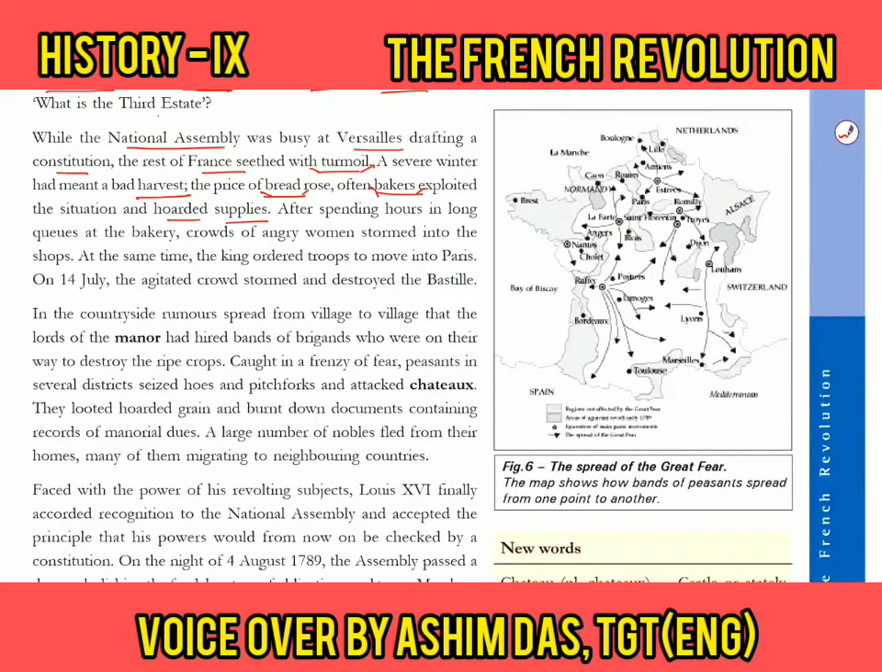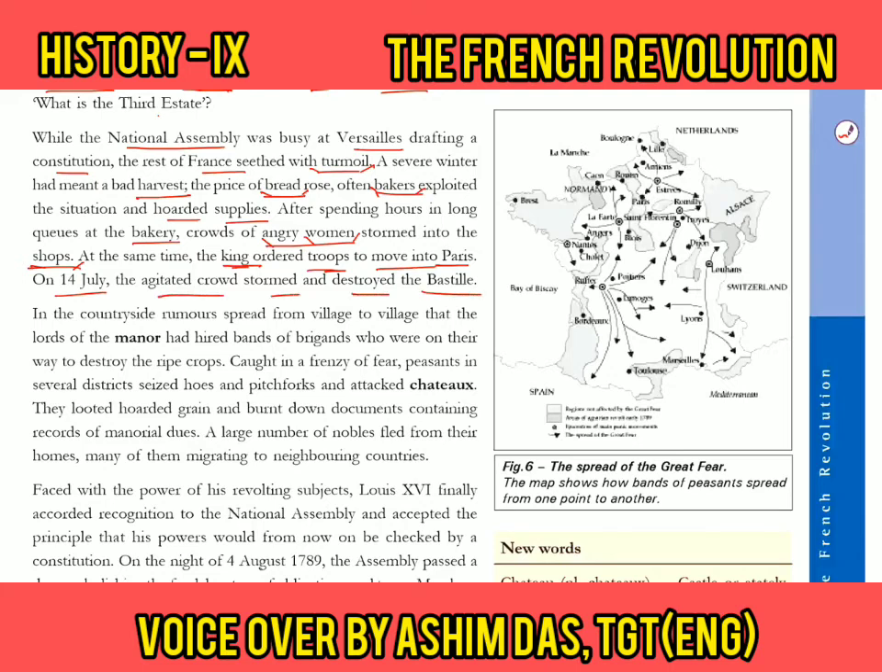After spending long hours in long queues at the bakery, crowds of angry women sometimes stormed into shops and decided to take the bread by themselves. This was the anger of the common people, the anger of hunger. The hungry people got very angry because they did not have any food. At that time, the king ordered troops to move into Paris to control the situation. And this is what we saw on the first page when we started the chapter, the storming of the Bastille.